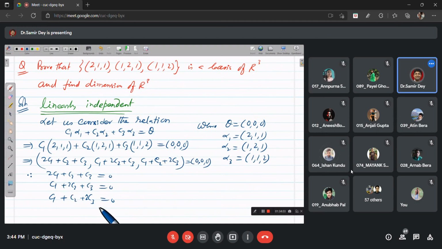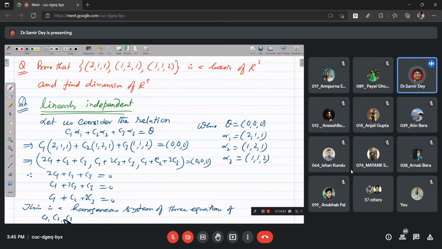Okay. So here, what type of equation do you have? Sir, homogeneous. Homogeneous equation. Mention it. This is a homogeneous system of three equations of C1, C2, C3. Correct?